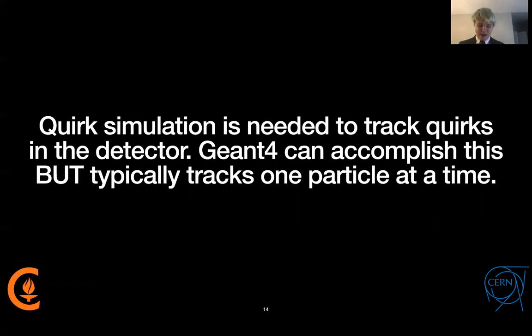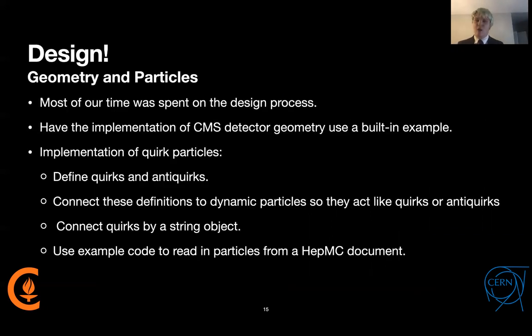This becomes a problem for us because quirk propagation depends on both quirks. This leads us to design, where most of our time was spent during the summer, as we needed to best figure out how to implement geometry, particles, and tracking. Geometry was relatively simple. There was an example geometry code that could be easily edited to match the geometry of a detector, in this case, the CMS detector.